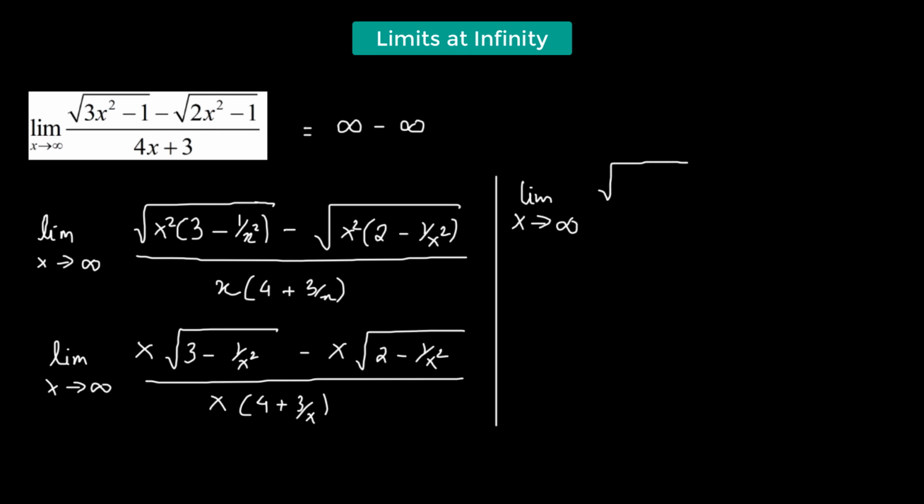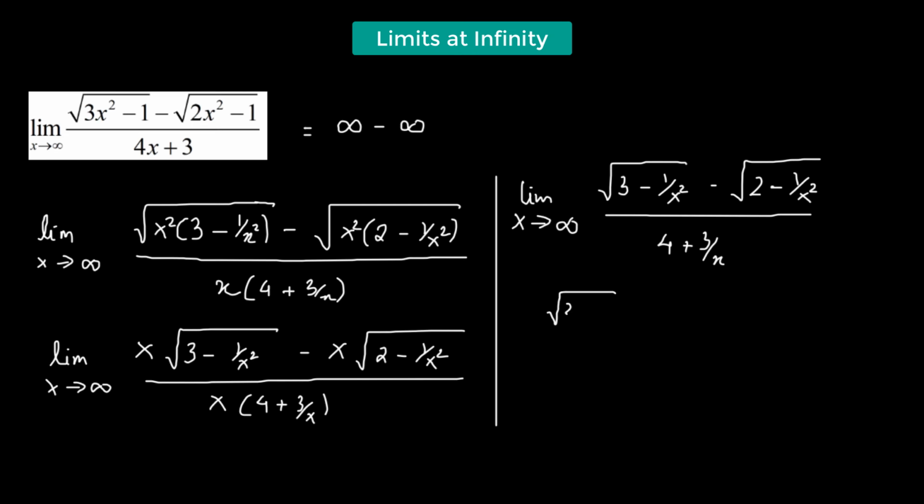So we have in the numerator 3 minus 1 over x squared, minus the square root of 2 minus 1 over x squared, divided by 4 plus 3 over x. Now we're going to substitute the value of x. So we have 3 minus, 1 over infinity squared will give us 0, minus the square root of 2 minus 1 over infinity squared, again is going to give us 0, divided by 4 plus simply 3 divided by infinity, which is 0.